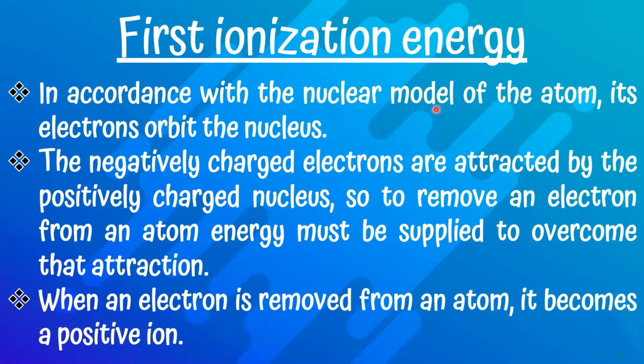In accordance with the nuclear model of the atom, its electrons revolve around the nucleus. The negatively charged electrons are attracted by the positively charged nucleus. So to remove an electron from an atom, energy must be supplied to overcome that attraction. When an electron is removed from an atom, it becomes a positive ion.